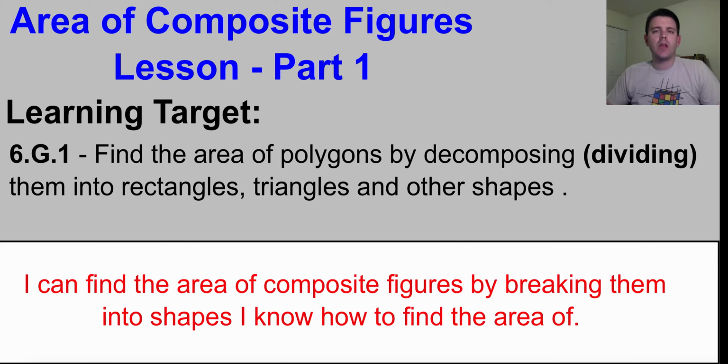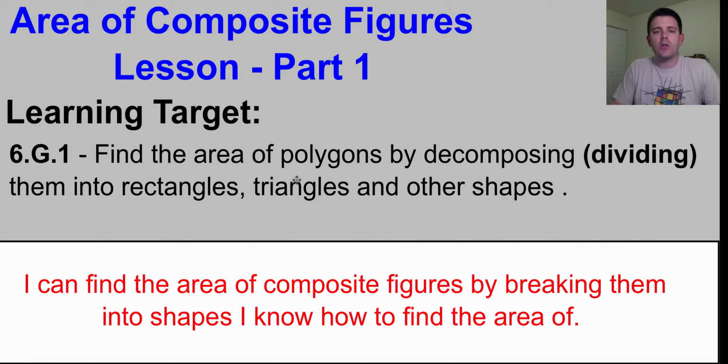Now that we know how to find the area of basic shapes, rectangles, parallelograms, triangles, trapezoids, it's time to tackle something more complicated. They're called composite figures. These are kind of irregular shapes. They aren't just a regular old rectangle or parallelogram. They're a little more complicated. And our job is to try to break them into smaller pieces, break them into things we know how to find the area of. So that's what today's lesson is about.